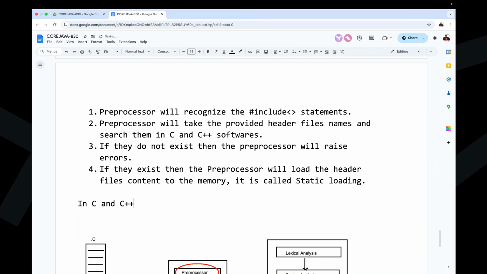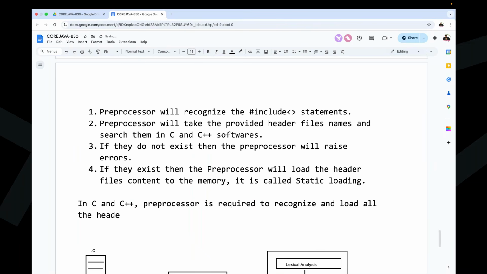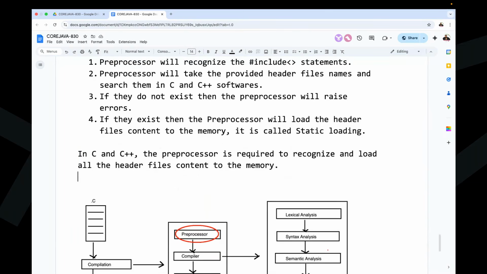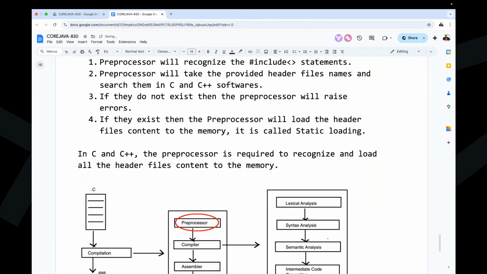In C and C++, the preprocessor is required to recognize and load all the header files' content to the memory. To recognize and load the header files content to the memory, we need the preprocessor in C and C++. That is the purpose of the preprocessor in C and C++.